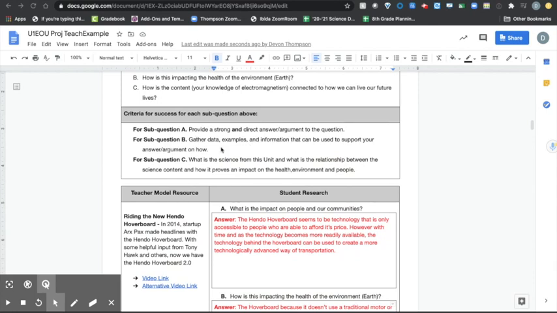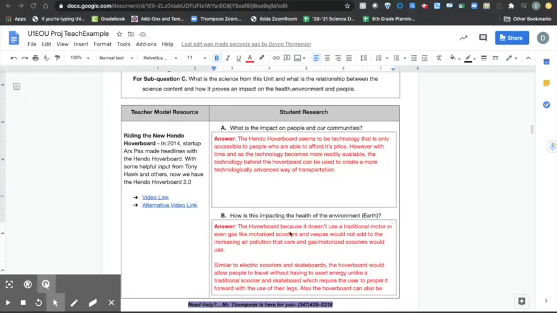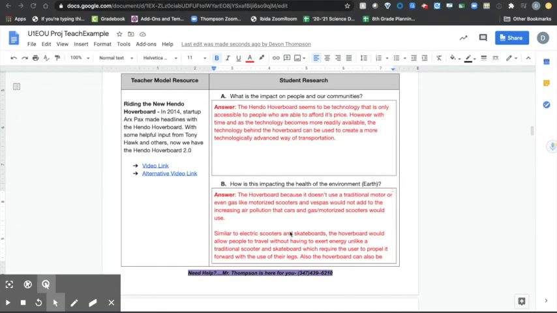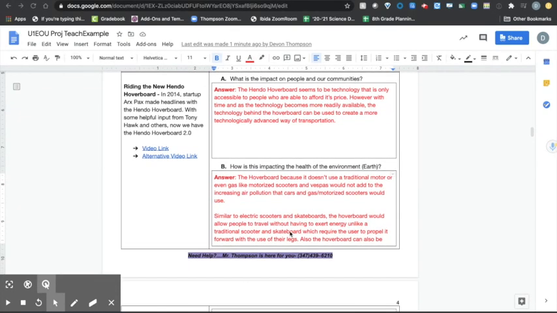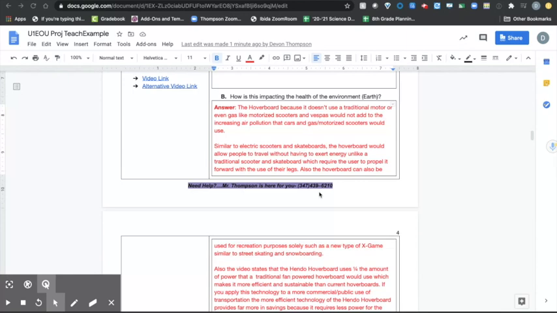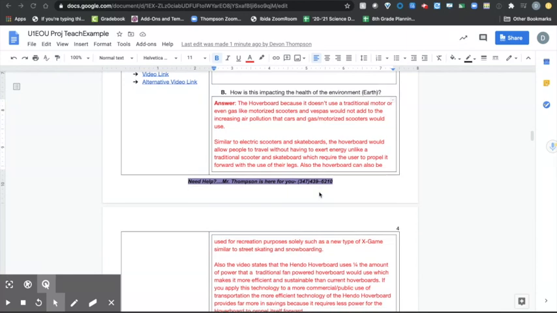You want to keep in mind these sub-questions. Remember, sub-question A, you can provide a strong and direct answer or argument to the question. Here's my argument. It talks about how the hoverboard can be used specifically for transportation. Part B is you giving different examples that can support your argument. So there are different examples of how this hoverboard can be used and what makes it more effective and beneficial, and how it impacts the health of the environment, and how it's sustainable, why it's efficient.